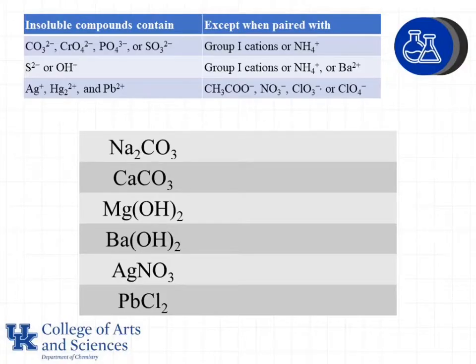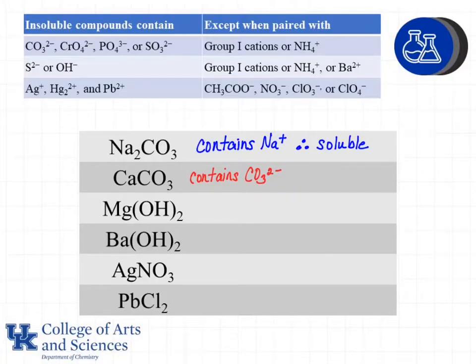Let's look at some examples to help us understand how we use this information. Na2CO3, or sodium carbonate, contains the Na+ ion. Even though carbonates are generally insoluble compounds, sodium plus makes it an exception, therefore this is a soluble compound. Calcium carbonate contains the carbonate ion, which is generally insoluble, and we see that calcium is not one of the exceptions, therefore this is an insoluble compound.